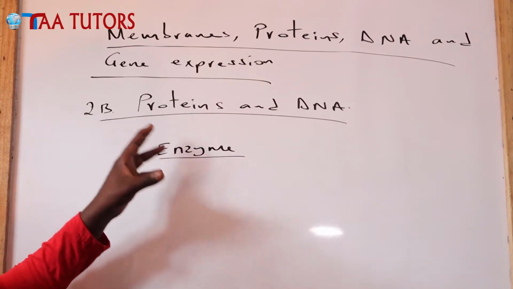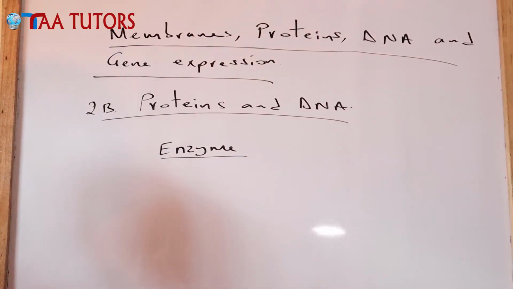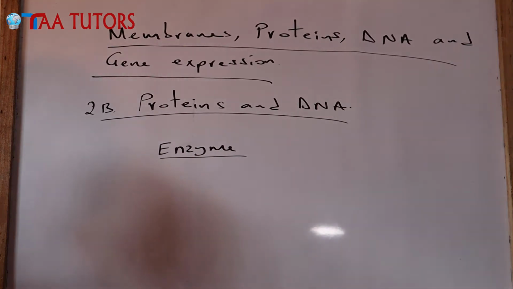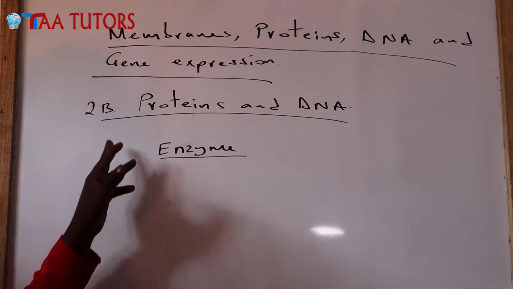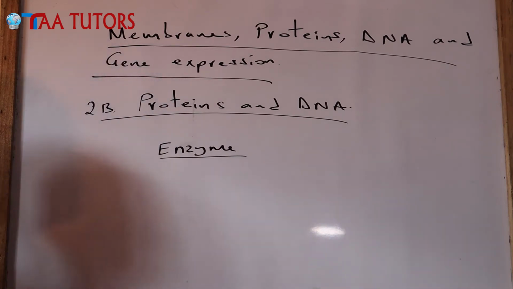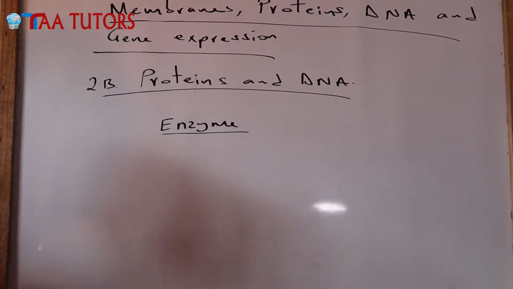We are talking about membrane proteins, DNA, and gene expression. This is the chapter that we've been going with. It is 2B. We have looked at 2A. So today we want to talk specifically about proteins and DNA. An example of the protein that we want to look at is called the enzyme.